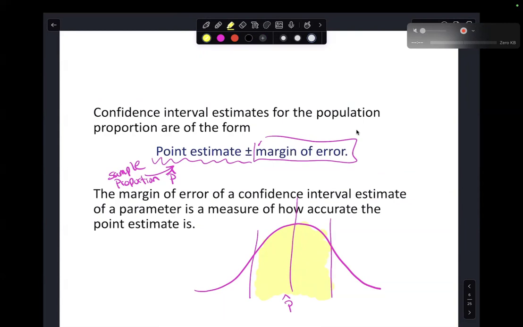So that's basically what we're doing. We're figuring out what is the region in which my population proportion is likely to be. So 95% sure means that if I created 100 confidence intervals, 95 would contain the population proportion. If I had a 99% level, then 99 of them would contain it. So this is basically what we're doing here.